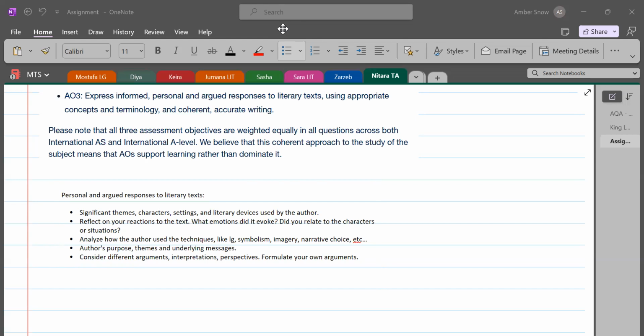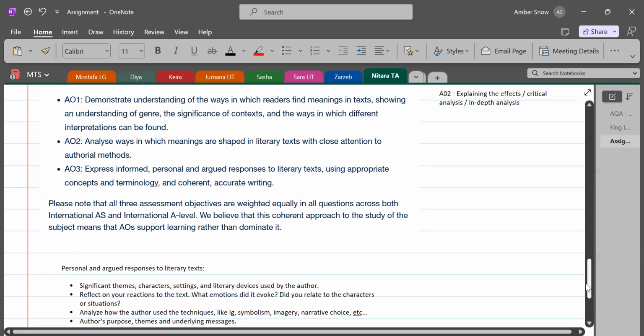When we're talking about using appropriate concepts and terminology, it's referring to techniques like metaphors, symbolism, imagery, motifs, all of these specific terminologies. Are you understanding them? Have you used them? Or have you just said in the question, the writer said this, the author said this, instead of saying that the writer uses a metaphor, this was a motif, this was a symbol, this was vivid imagery. When you use those specific words, it helps us understand that you have a good grasp on those concepts as well.